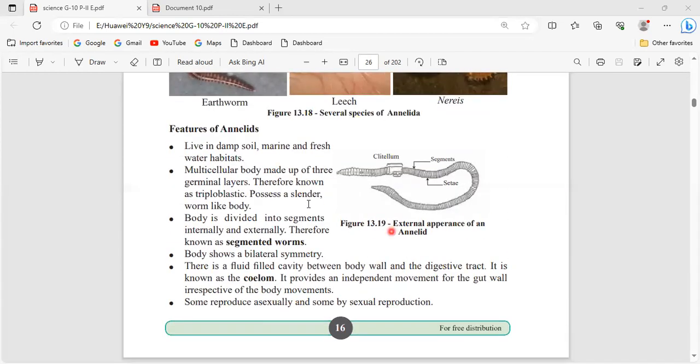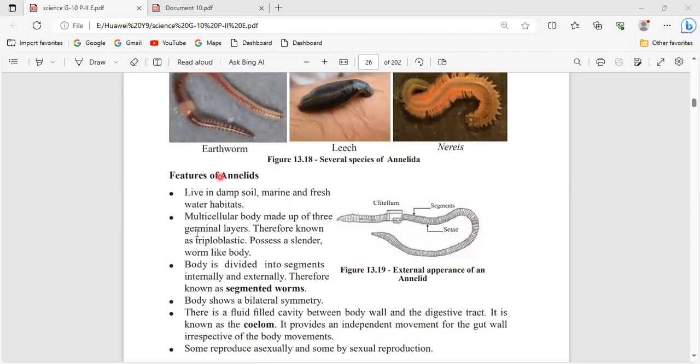Is that clear? Is that clear, Annelids? Any doubts? Any doubts? Teacher, what is gut wall?